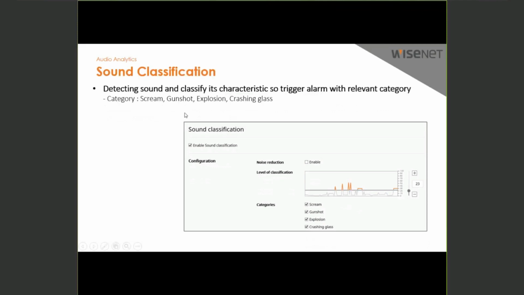Another audio analytic is sound classification, detecting sound and classifying it by characteristic, so it triggers an alarm with the relevant category. We can support scream, gunshot, explosion, and crashing glass. Enable this event, and if we want to detect only scream, then you can set only scream. Actually, I don't think there will be gunshots in Korea, maybe in Australia as well. So normally we use only scream.